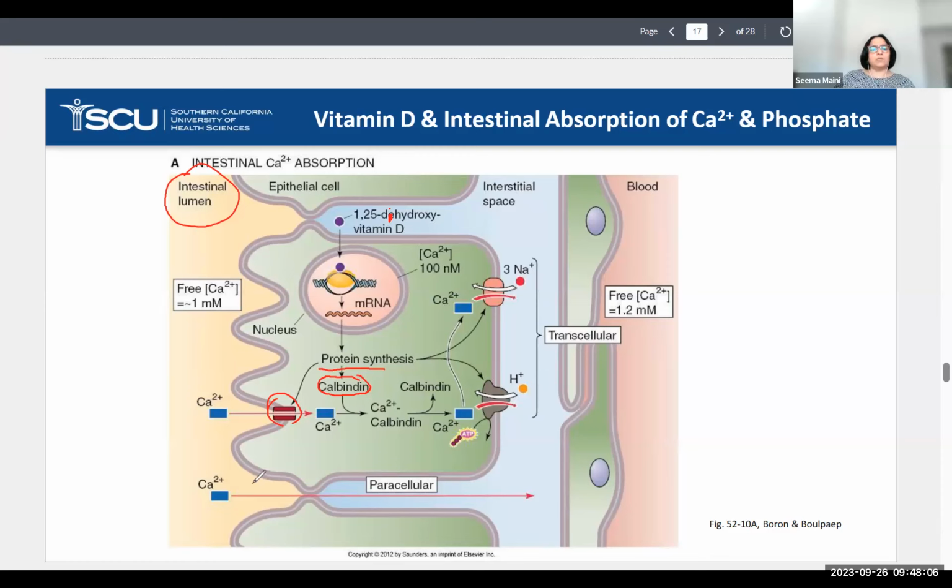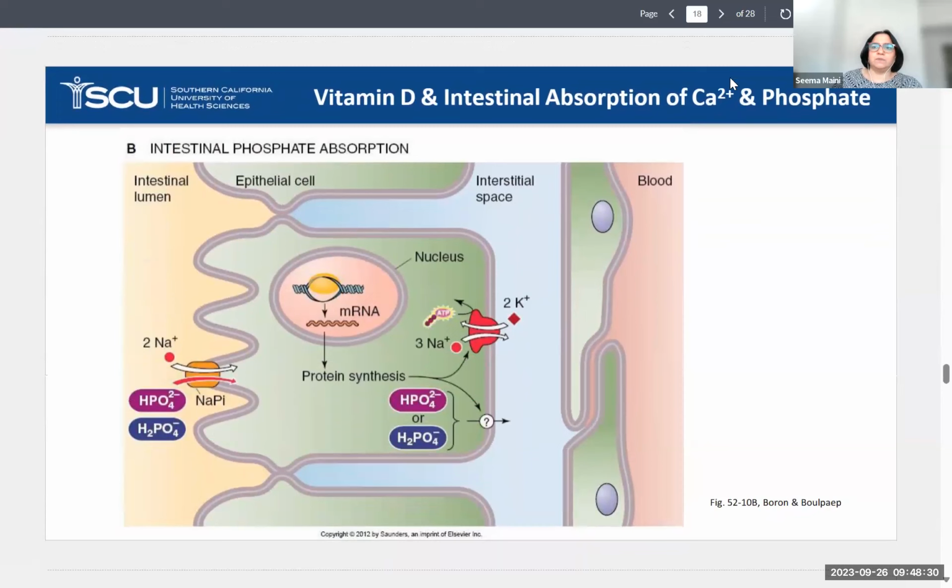Okay, and also there is some paracellular absorption of calcium ions which does not depend upon vitamin D. Make sense, right? So this is how calcium ions are transported from luminal side to interstitial fluid and then to the blood vessels. All right. And then in the next slide, we are going to look at the phosphate reabsorption. Okay.